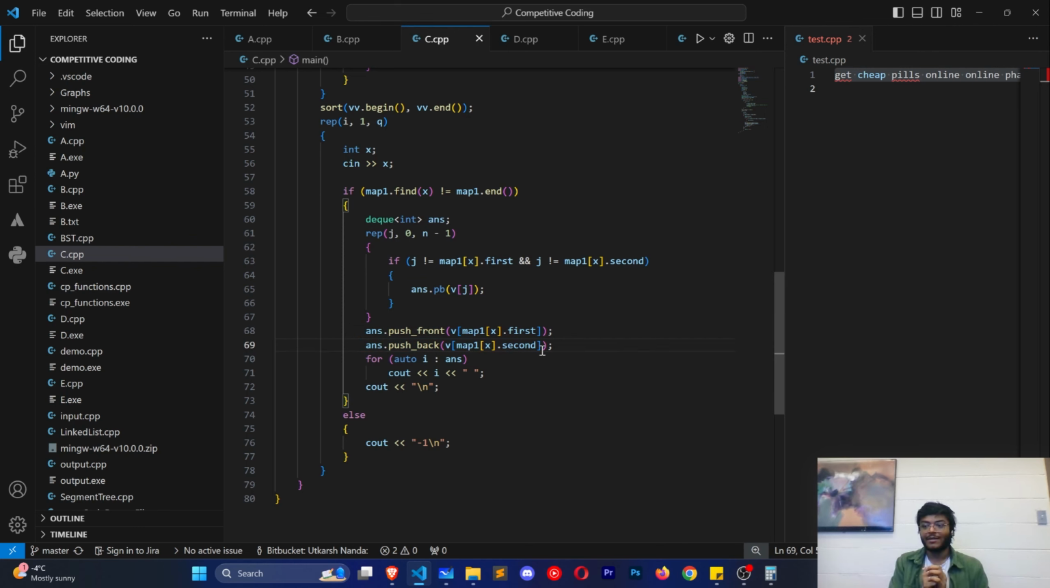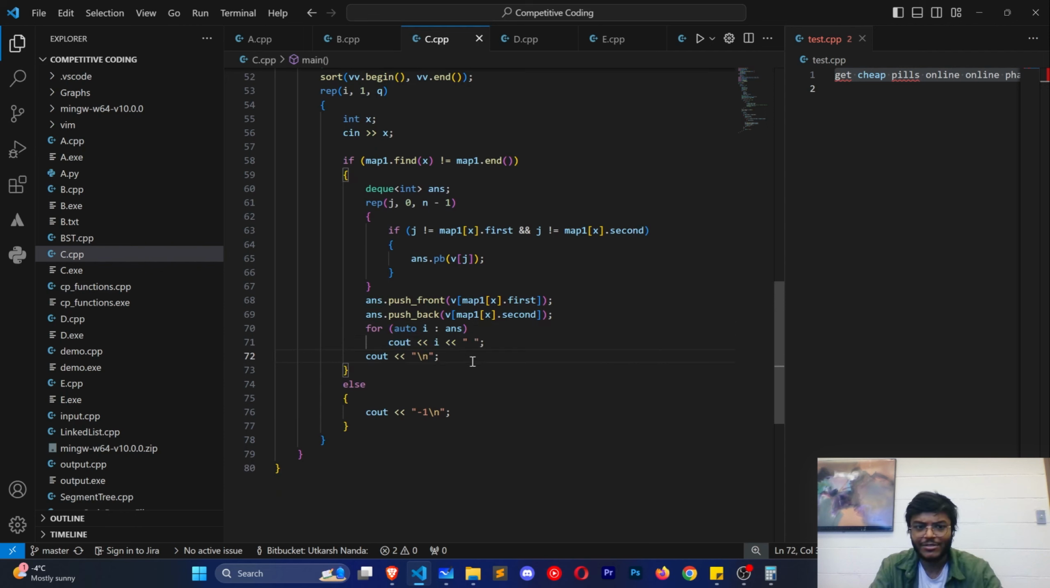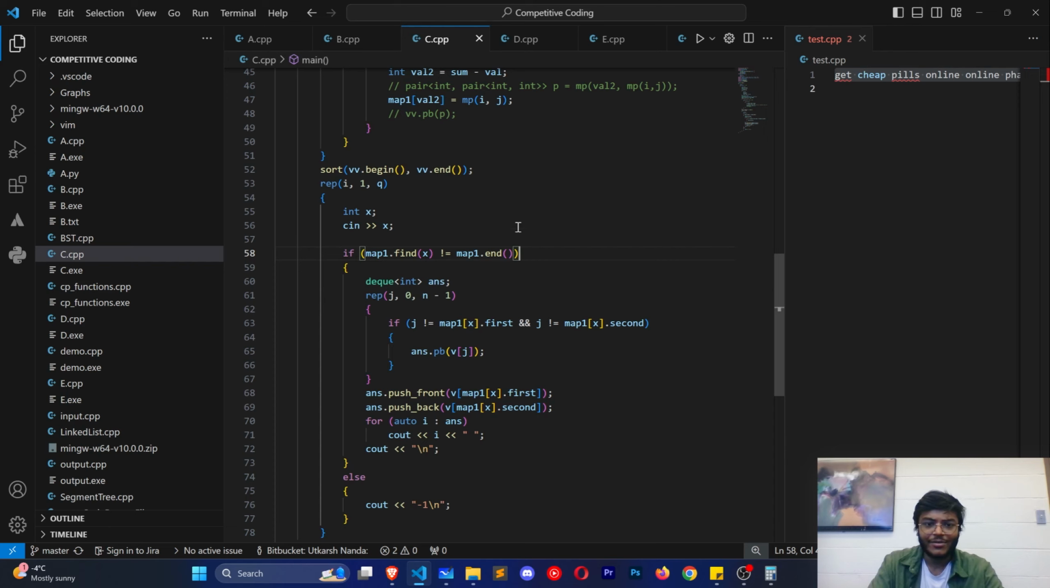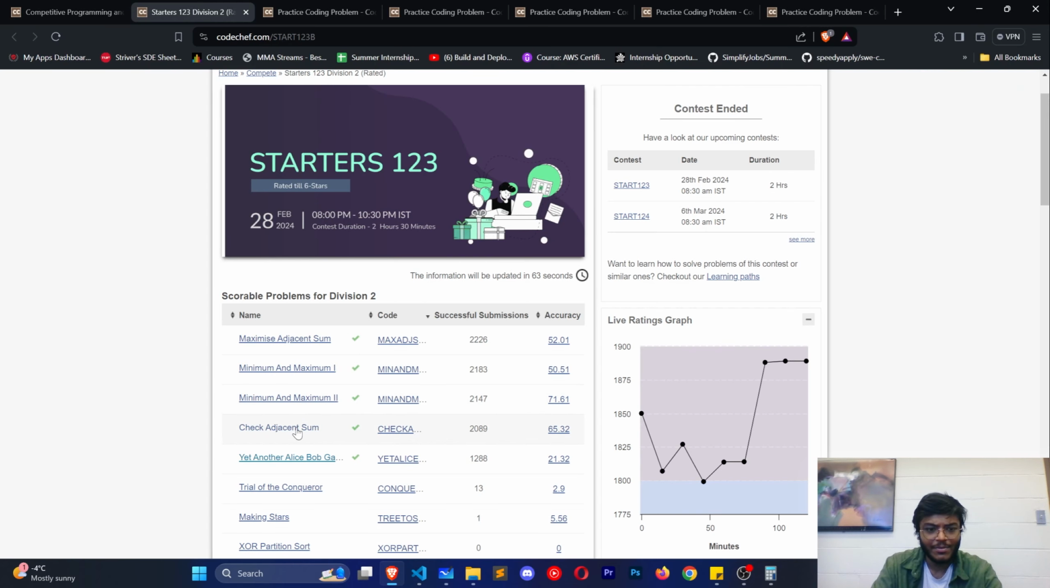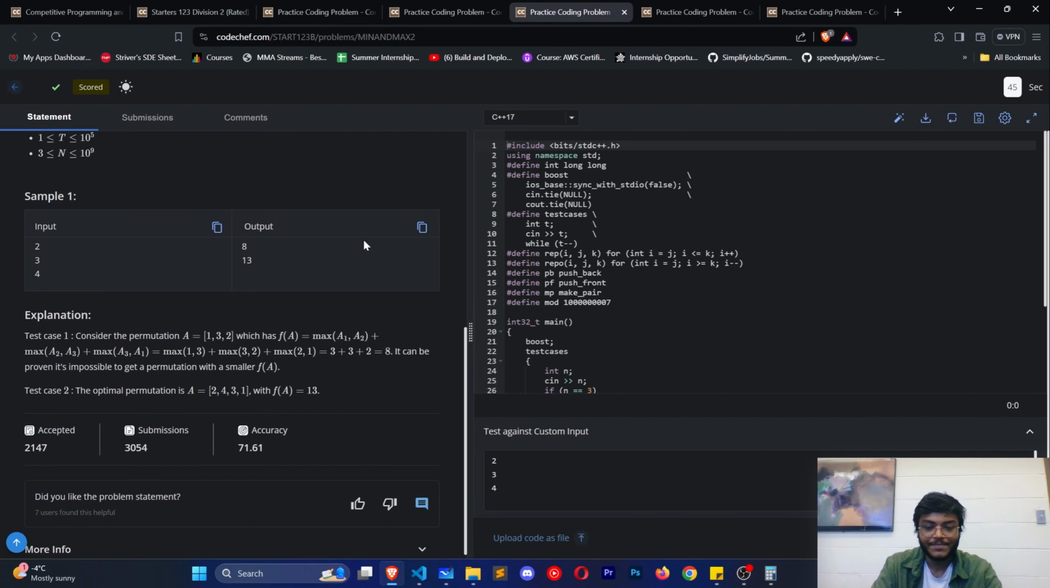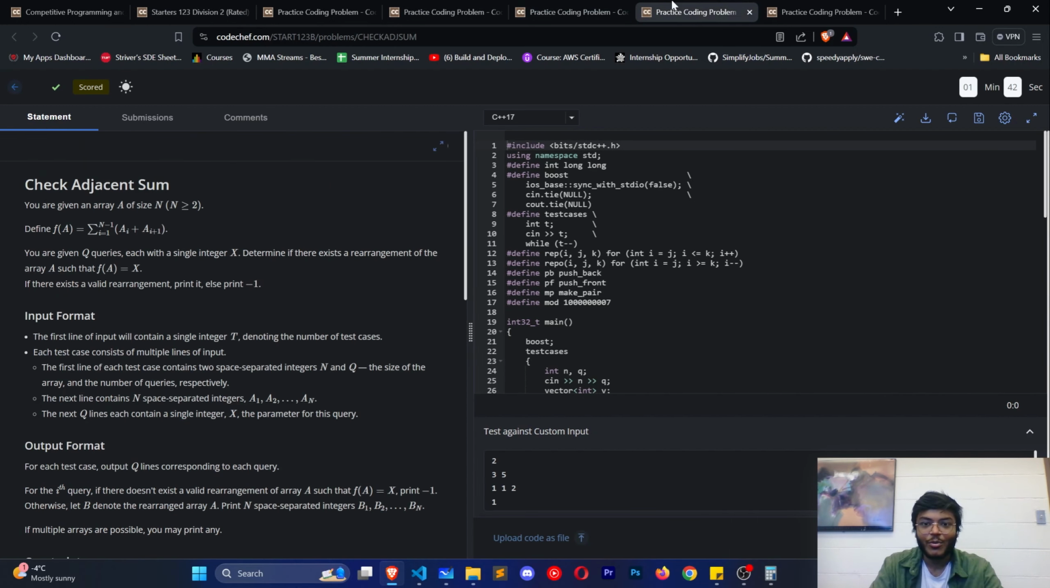So the two values would be at the start and the end, and then we print out the whole answer. So that is it for problem C. Oh, sorry, problem D, I think, right? I think we are on the fourth problem. Yeah, problem D. Let's go to problem E.